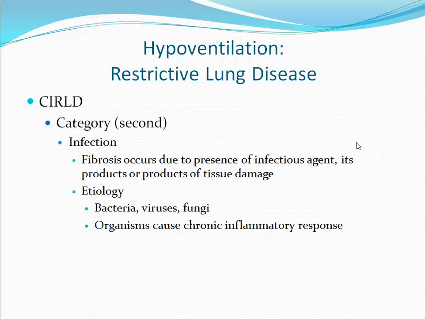Another category of CIRLD is due to infection. Here, fibrosis occurs due to the presence of an infectious agent, its products, or the products of tissue damage. Common etiologies include bacteria, viruses, or fungi. The organisms cause a chronic inflammatory response that may involve a diffuse or granulomatous pattern of cell infiltration, as well as fibrosis.